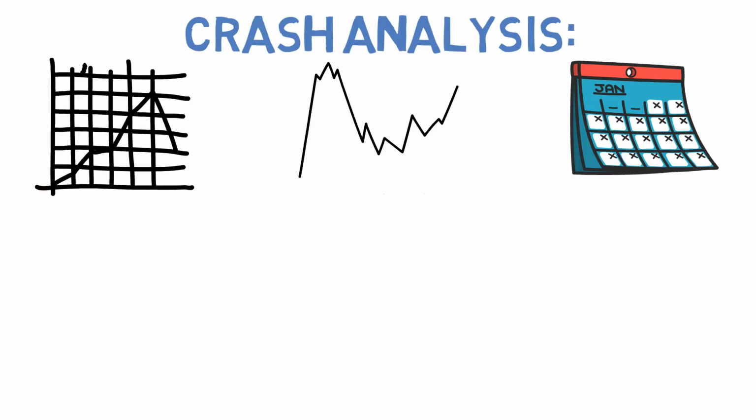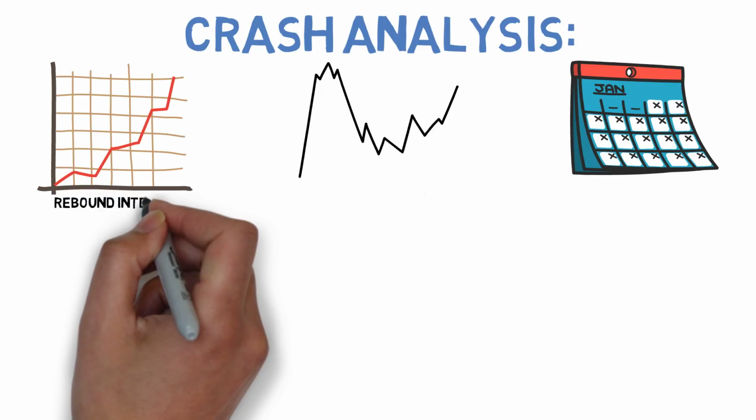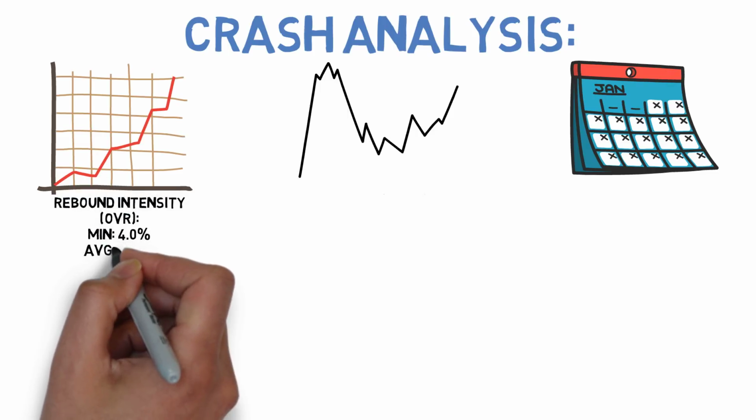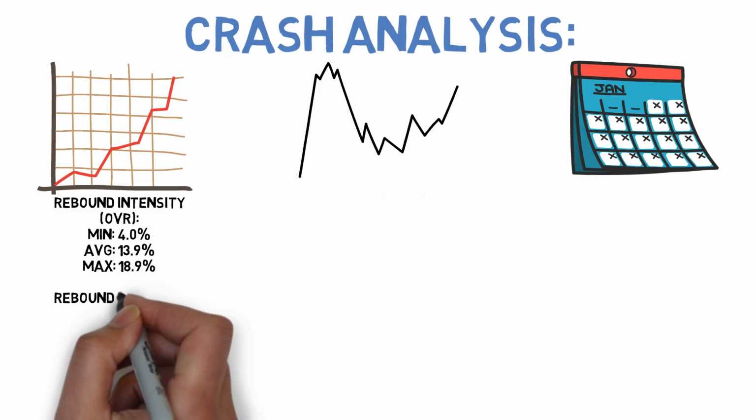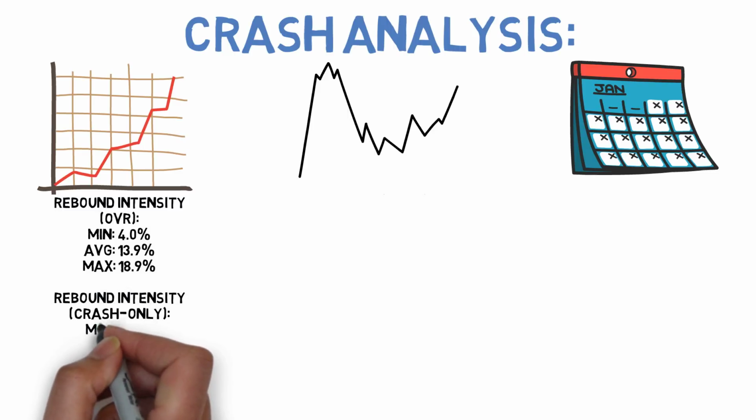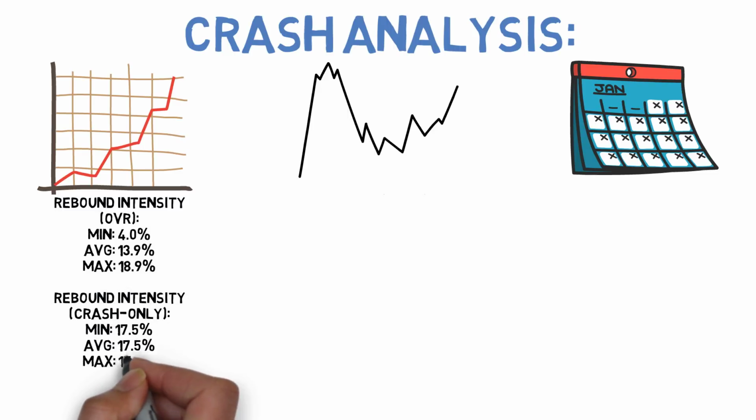In the year immediately after bottoming out, the global market portfolio had minimum, average, and maximum rebound intensities of 4%, 13.9%, and 18.9%. If we filter those results to only look at how it bounced back following major market crashes, we get only one result, which is a 17.5% rebound following the depths of the Great Recession.